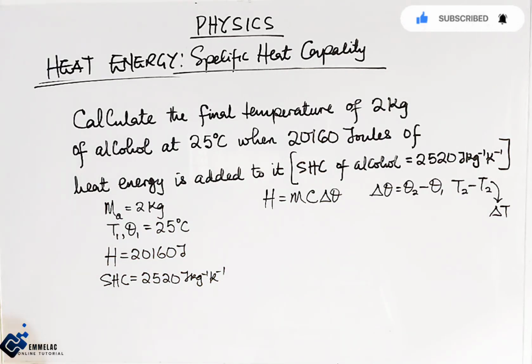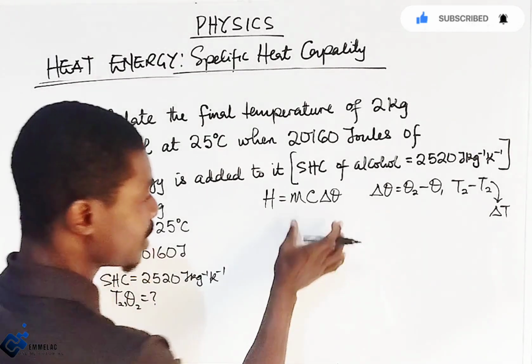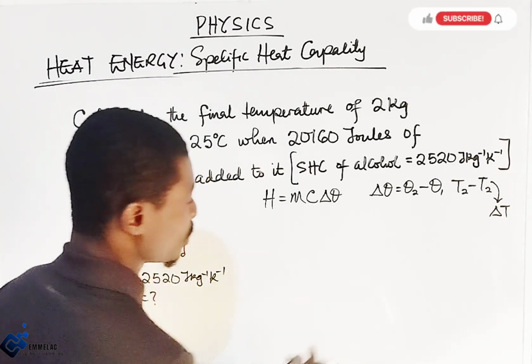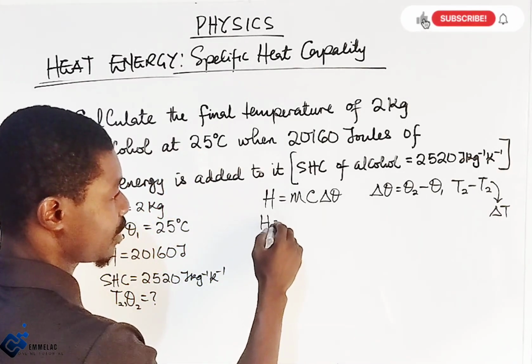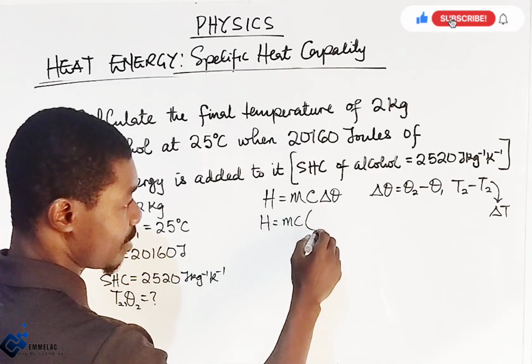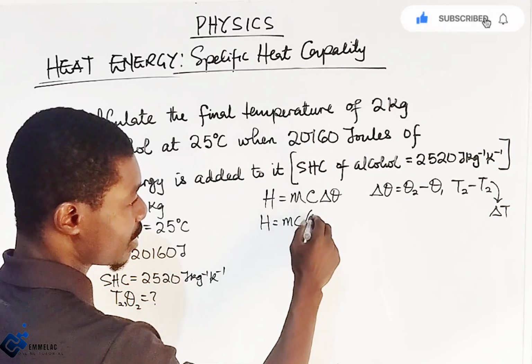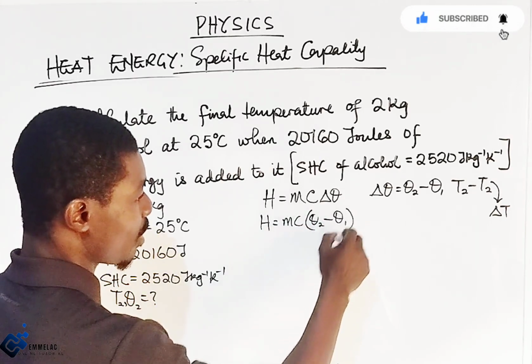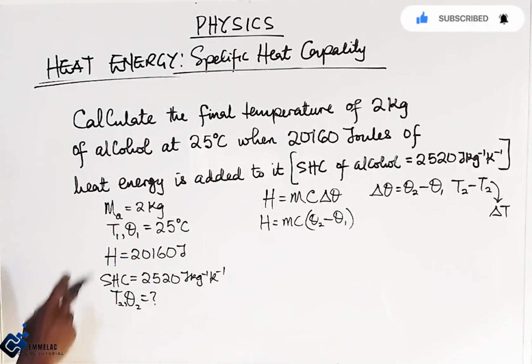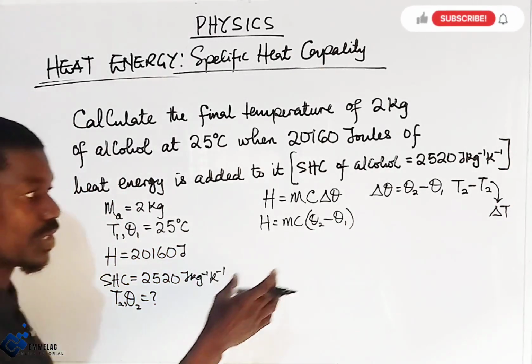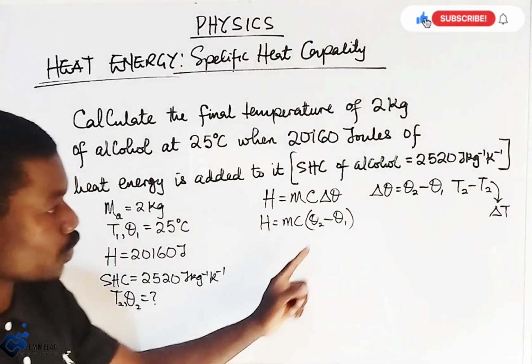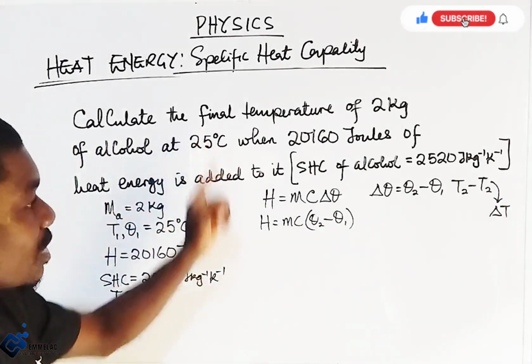The temperature. Alright, now the next thing we look at is, we are told to find the final temperature, which means either T2 or theta2 is what we're looking for. Now, rewriting this formula with regards to this, we have that H equals MC, then in parentheses, T2 minus T1. Okay, now let us fix in all these parameters into the equation. Then we solve for theta2, which is the final temperature.